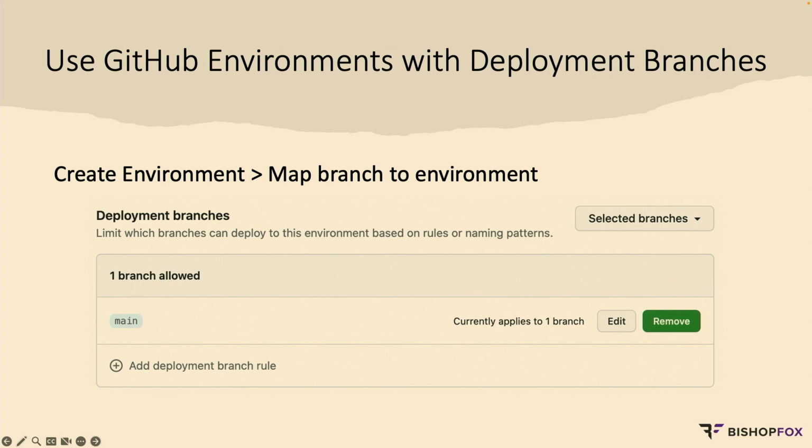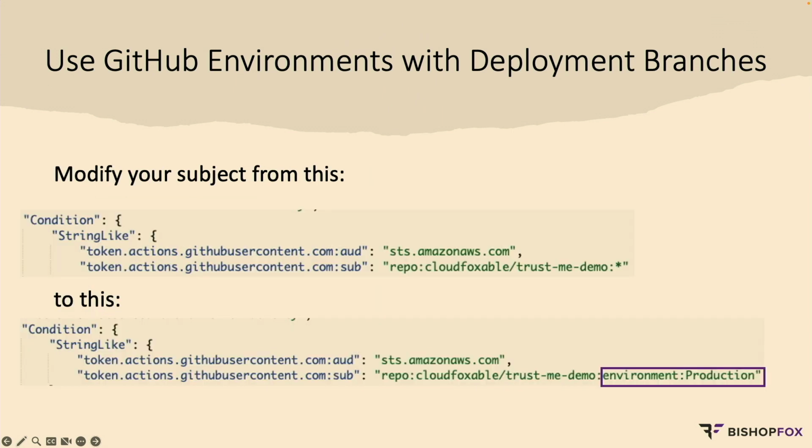So the solution for this is to use GitHub environments with deployment branches. So what this does, you have to make this change in 2 places. So on the GitHub side, you have to create an environment, and there is one caveat here. You can create an environment on a public repo and a private repo, but only if you're in one of the paid tiers for GitHub. So GitHub Enterprise, GitHub Pro, things like that. So there's a little gap there. So you create the environment. So we're going to create an environment called production, and we're going to map the main branch to this production environment on the GitHub side.